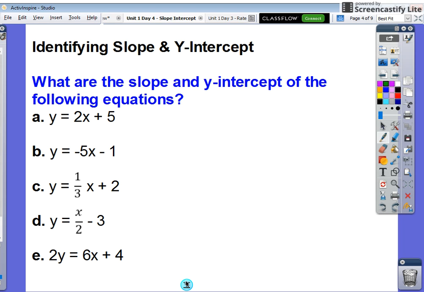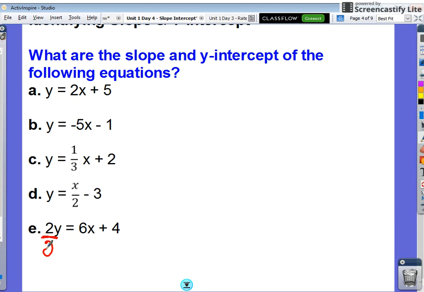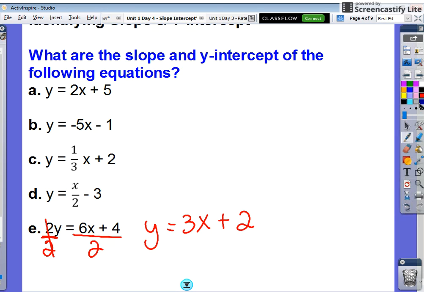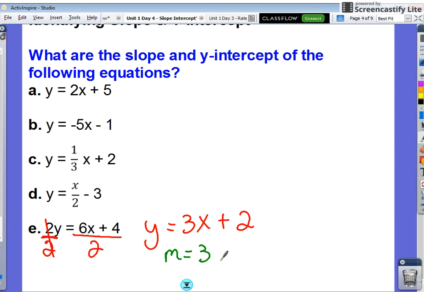All right, so for this last example, what we need to do in order to find the slope and the y-intercept is we have to actually get this y by itself. So the only way we can do that is by dividing by 2 on both sides. So if we simplify, the y is now going to be equal to 6 divided by 2 gives us 3x, and positive 4 divided by 2 gives us positive 2. So we're now able to identify our slope and our y-intercept. From the new and improved equation, our slope is positive 3, and our y-intercept is 0, 2.